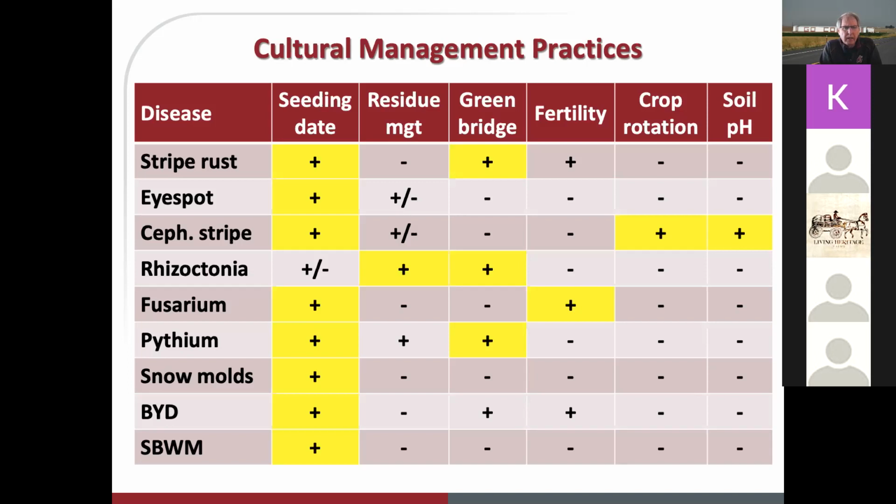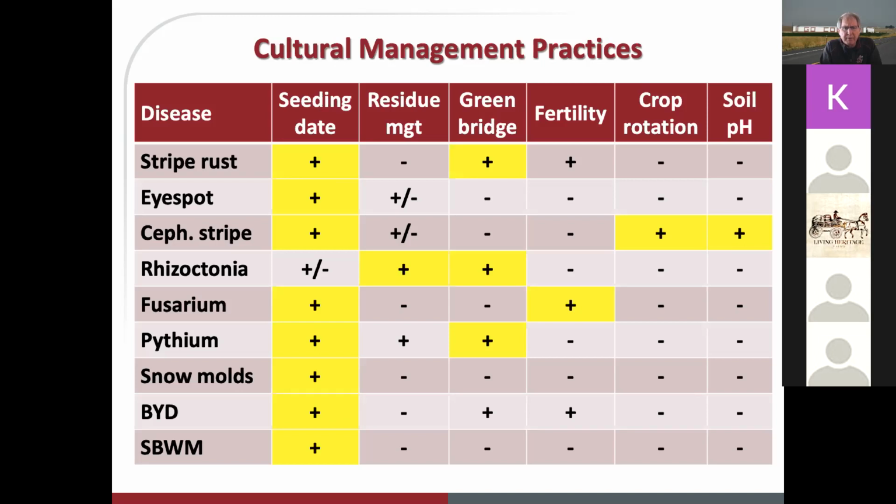For things like Rhizoctonia, that's where we really need to think about residue management. This is one that is going to be more severe in reduced-till kinds of systems. Green bridge management is important for stripe rust, Rhizoctonia, and Pythium, all because those volunteer plants serve as a reservoir of the pathogen. And then fertility, we think about that some with Fusarium.